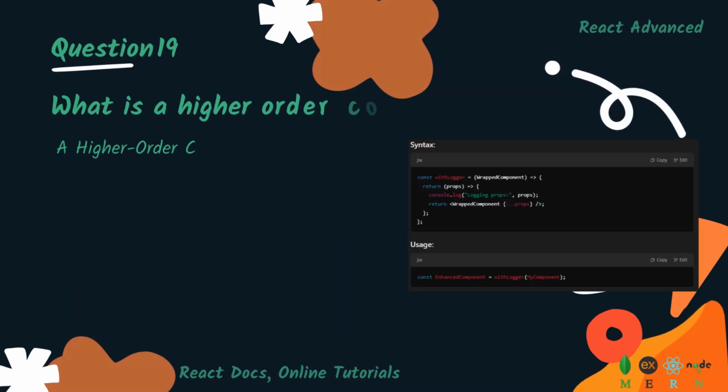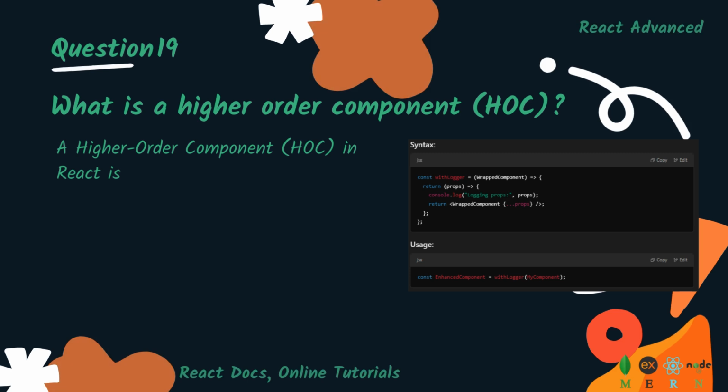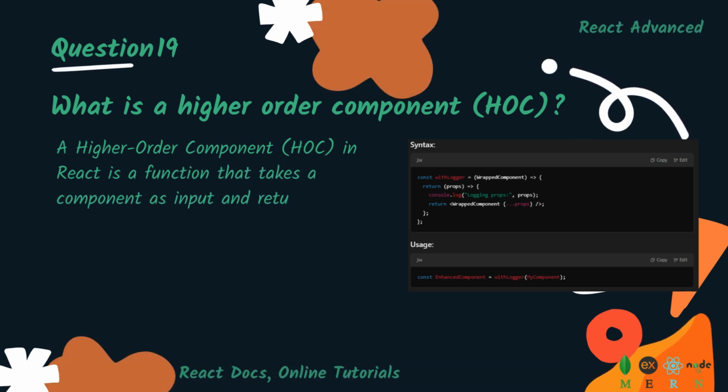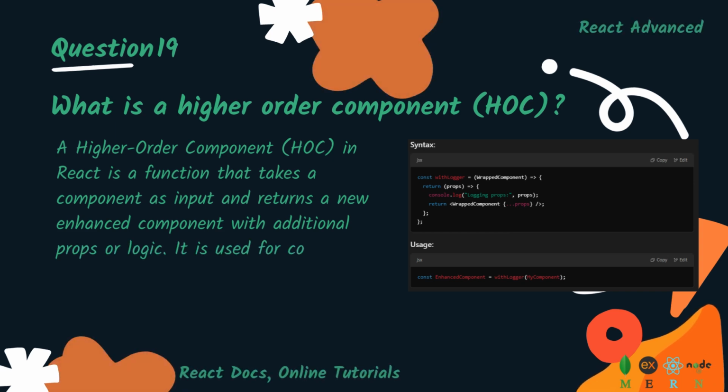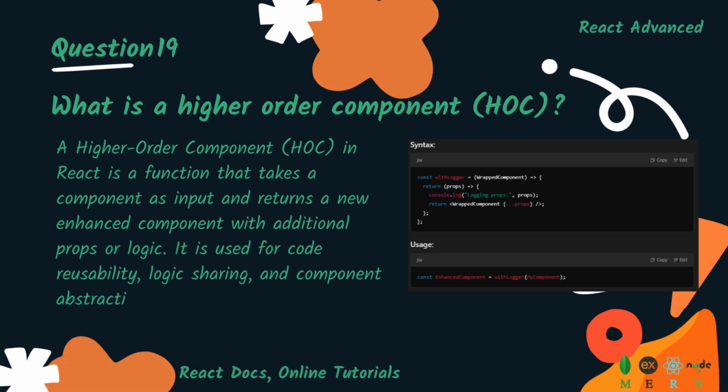What is a higher order component, HOC? A higher order component, HOC, in React is a function that takes a component as input and returns a new enhanced component with additional props or logic. It is used for code reusability, logic sharing, and component abstraction.